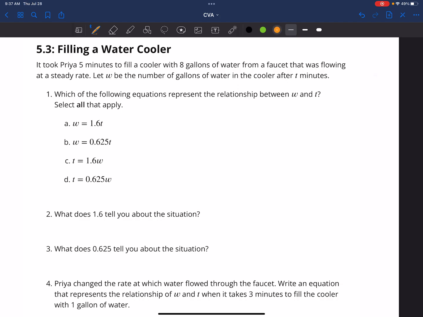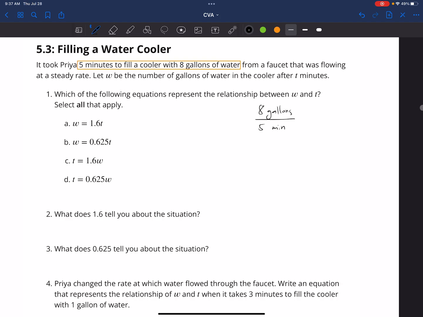I suggest you get into the habit of underlining and highlighting important information. So for me, it's going to be 8 gallons of water, and that's going to take 5 minutes to fill up, 5 minutes, okay?